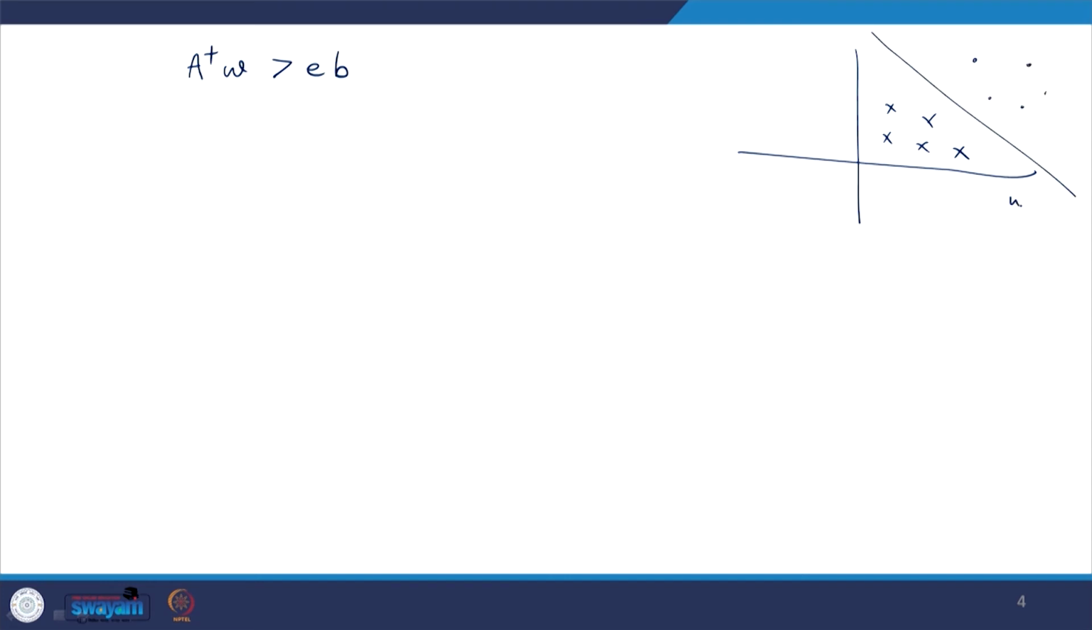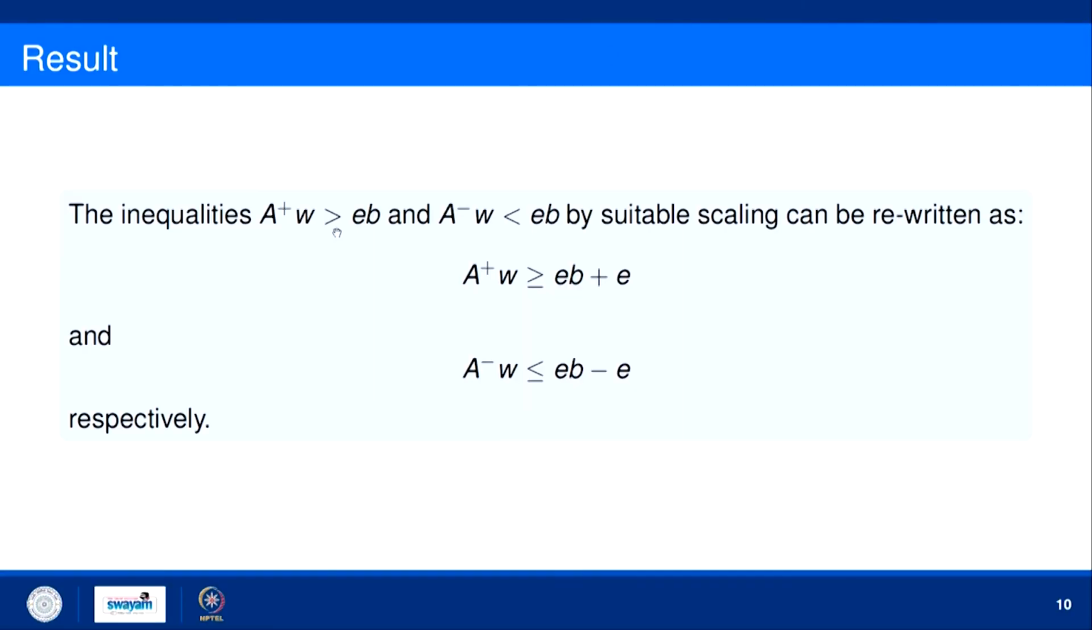The first constraint is A plus W greater than E b. From where do we get this constraint? Because if you have two classes of data points, one denoted by a cross, the other denoted by a dot, and you have a hyperplane W transpose x equal to b which can classify these two classes linearly, then for one class of data points this inequality will hold, and for the other class another inequality will hold. Now, how can we convert this inequality and this inequality A minus W less than E b? One is greater, one is less.